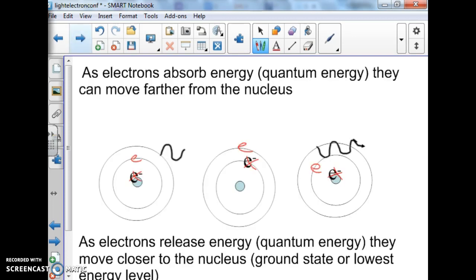Okay, so here we have, and I had to do some correcting to my PowerPoint, so I apologize. Ignore the stuff that I've X'd out. But it's sort of showing the whole process. You're not going to draw the diagrams. It's just going through it visually with you. As electrons absorb energy, they can move farther from the nucleus. So you're writing farther from.